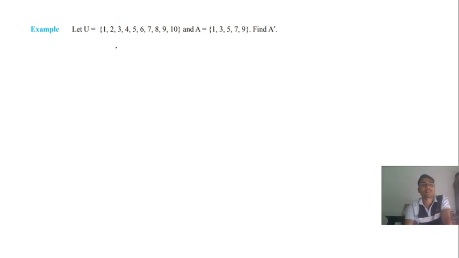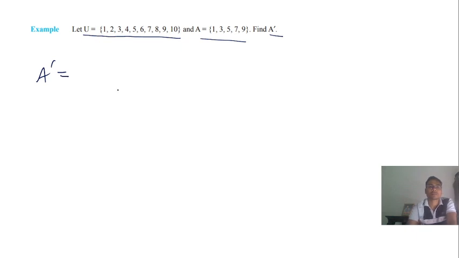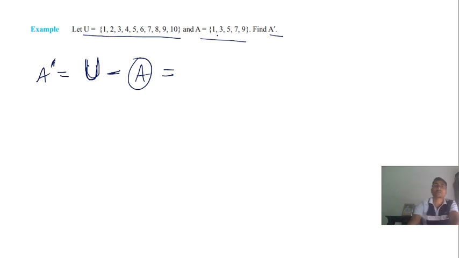Coming to the first example based on complement, here you are given a universal set and the set A, and you have to find A complement. As I already told you, A complement is equal to U minus A. That means you have to eliminate all the elements of A from the universal set. So I am writing down the common elements between U and A. 1 is there, so 1 is cut down, 3 is there, so 3 is cut down, 5 is there, 7 is there, and 9 is there. So 5, 7 and 9.